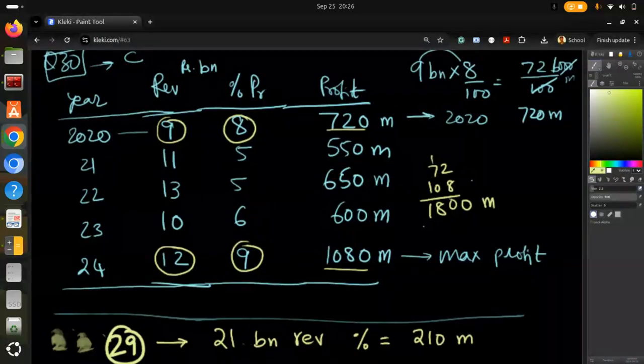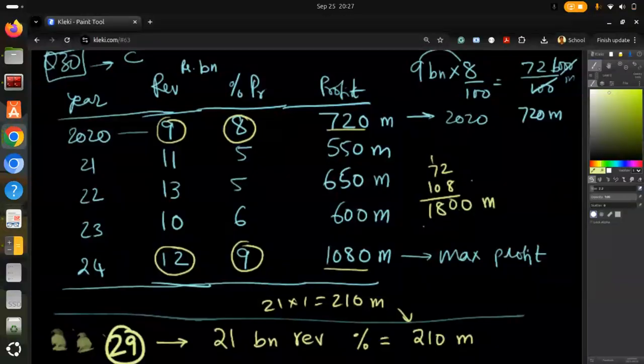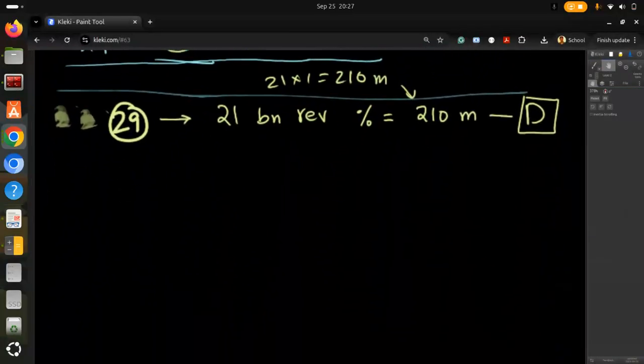The same logic. Simply 21 into 1. 21 into 1 is 21. Put a 0 and make it million. So that is how we get. So 210 million should be the answer. Yes, so here option D matches with that. So option D is the answer for question number 29. So let's move forward.